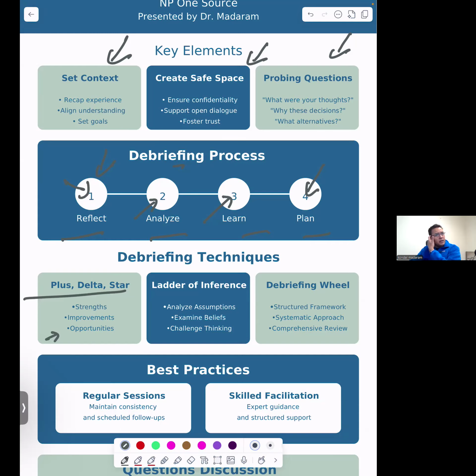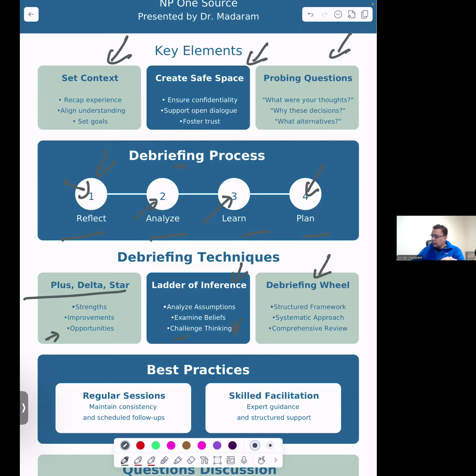In a different debriefing technique, the ladder of inference, you analyze assumptions, meaning did the team assume that certain behaviors were intentional rather than driven by patient conditions? And then you examine beliefs: were all actions rooted in patient-centered care, and could there be another method? You're challenging your thinking and seeing, okay, could I have done that a different way?